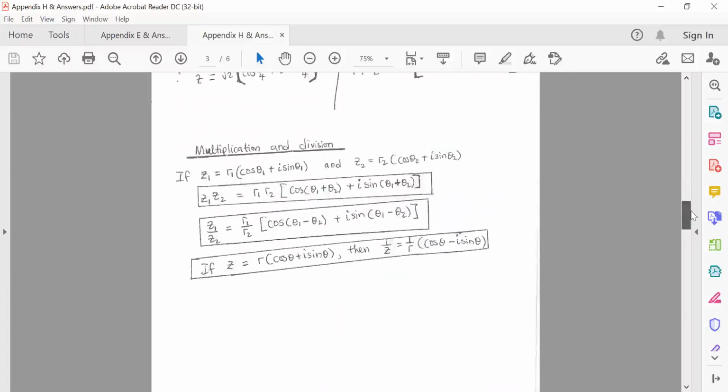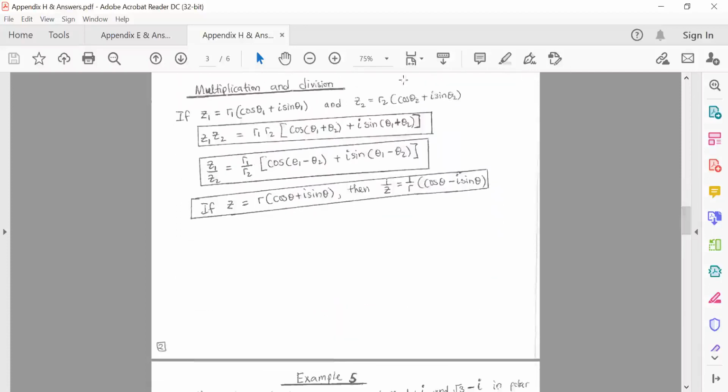Let's look at multiplication and division. They say if Z1 is R1, remember this has already been given in polar form. So I'm trying to multiply two complex numbers that are already given in polar form. Guys, pay attention for the multiplication. When multiplying two complex numbers, and I want the result of this multiplication in polar form, you have two ways of doing it. You can start by multiplying them and then convert your final answer to polar form, or you convert both of them first to polar form, and then you apply this formula here.